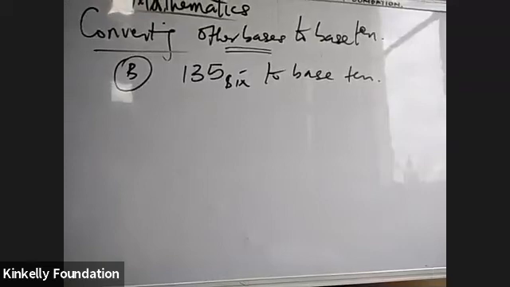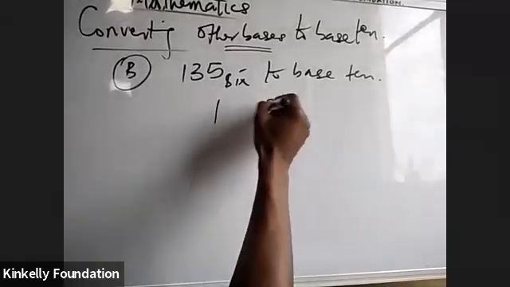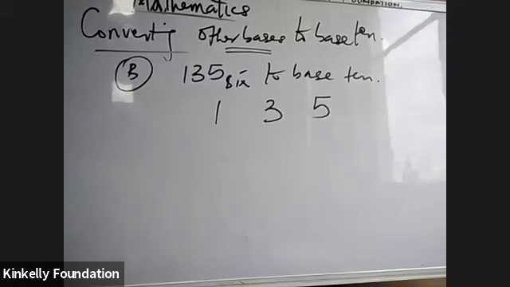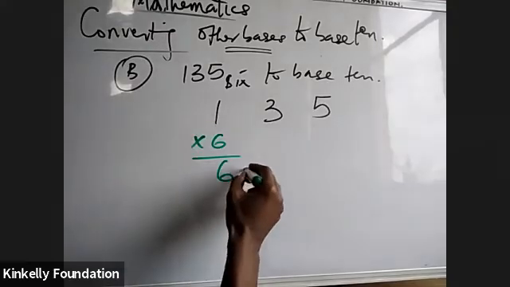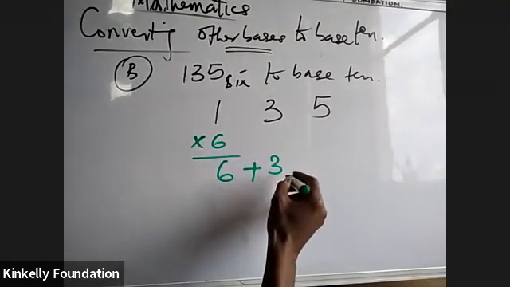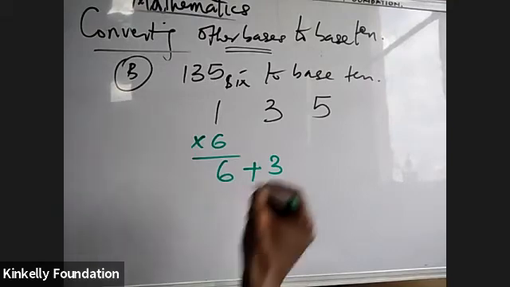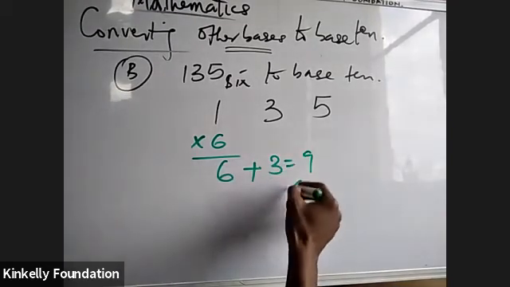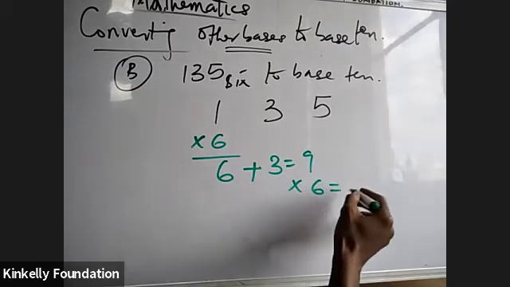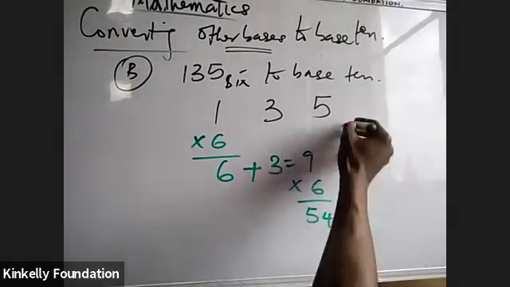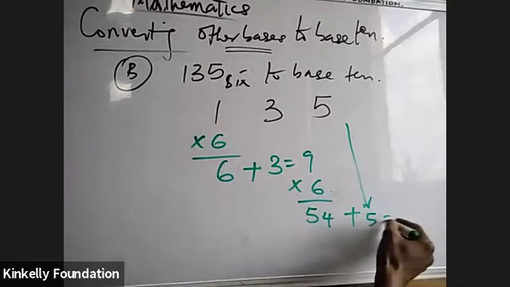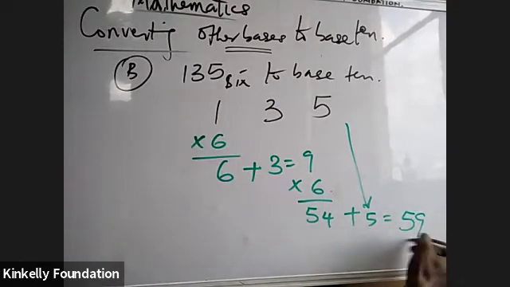Now, for the second method, we have 135. The first digit will be multiplied by 6. You have 6. You add 3. What do you have? 9. So 9 times 6, let me write it down. You have 54. 5 will now be added to it to give us 59.